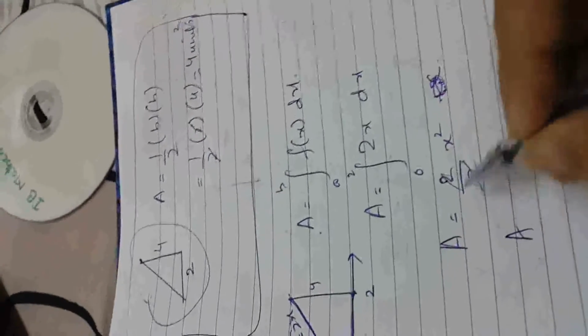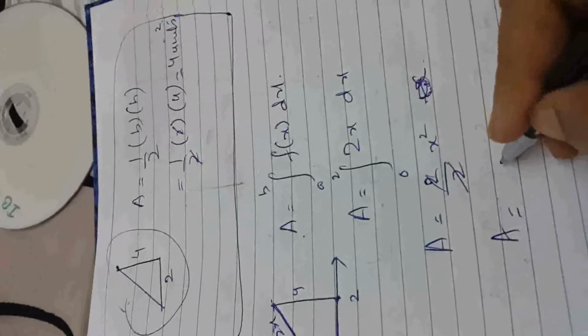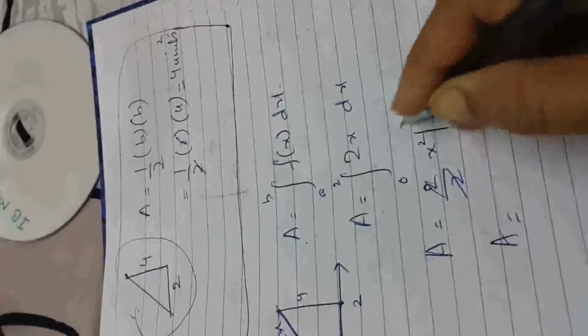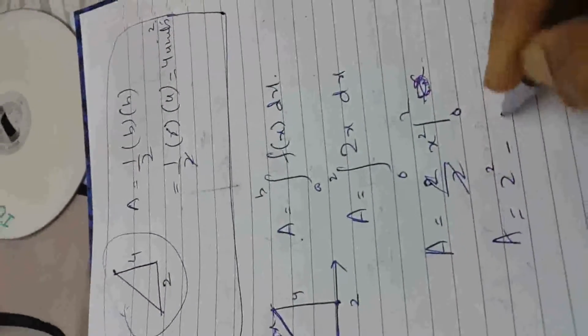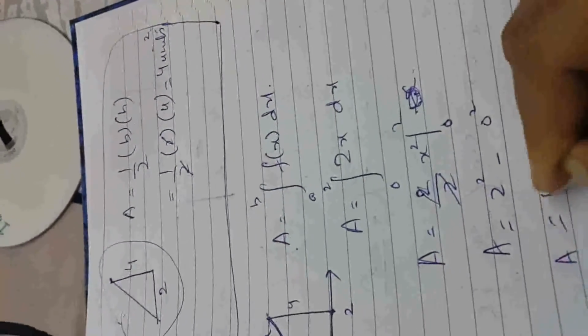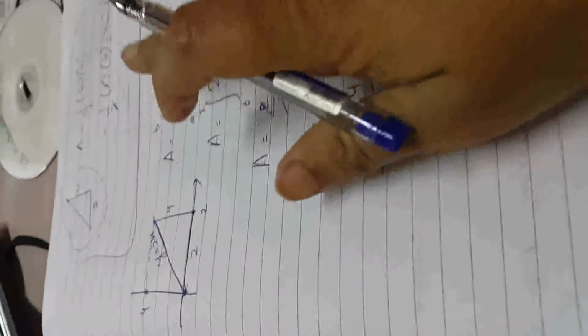So it's going to be A is equal to x squared from 0 to 2, 2 squared minus 0 squared. So A is equal to 4 units, which is verified through this formula as well.